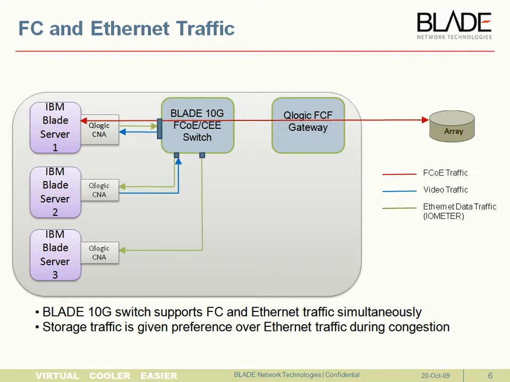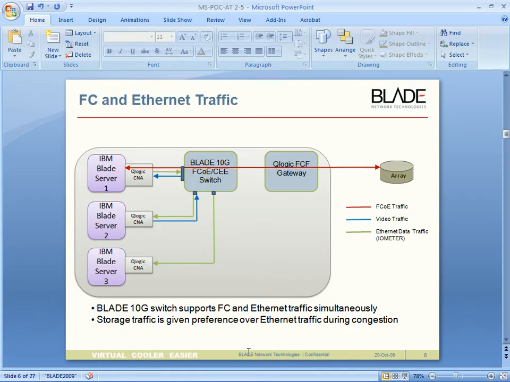And the idea here is that when the switch sees congestion in the network, it will use the priority flow control protocol, the PFC protocol, to manage the congestion and make sure that no storage traffic is lost. So now we go ahead and start our demo. Let me bring up the appropriate screens.